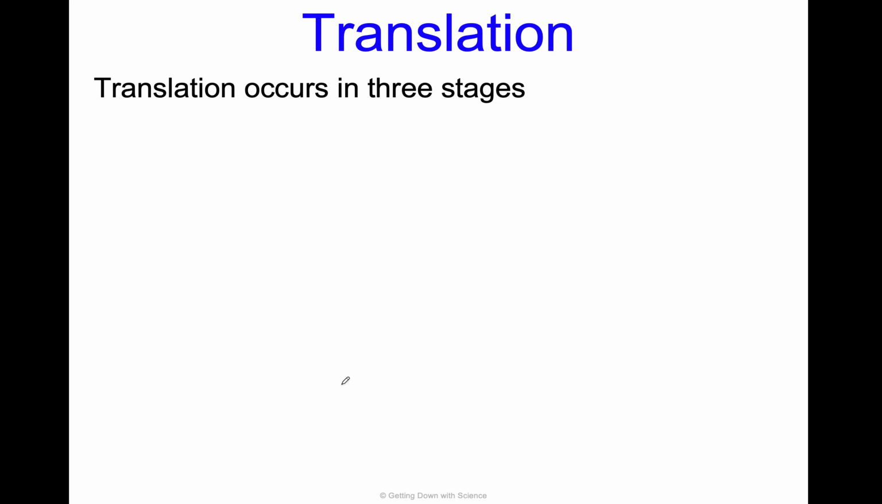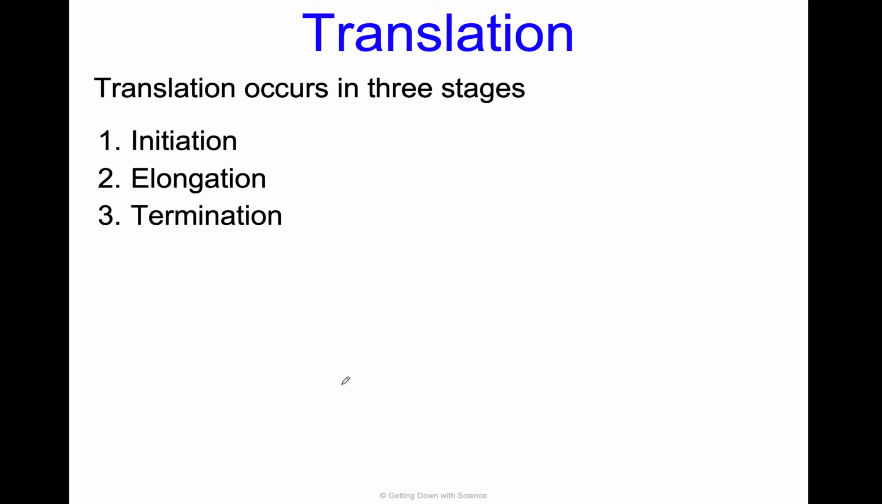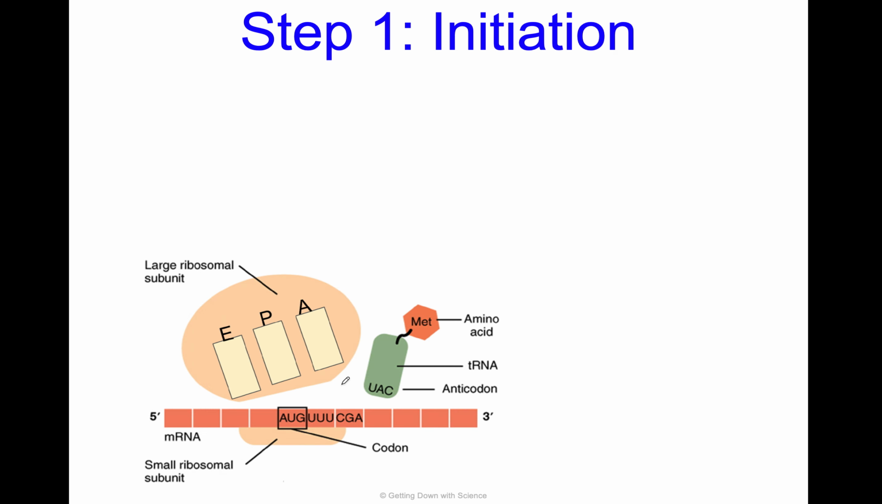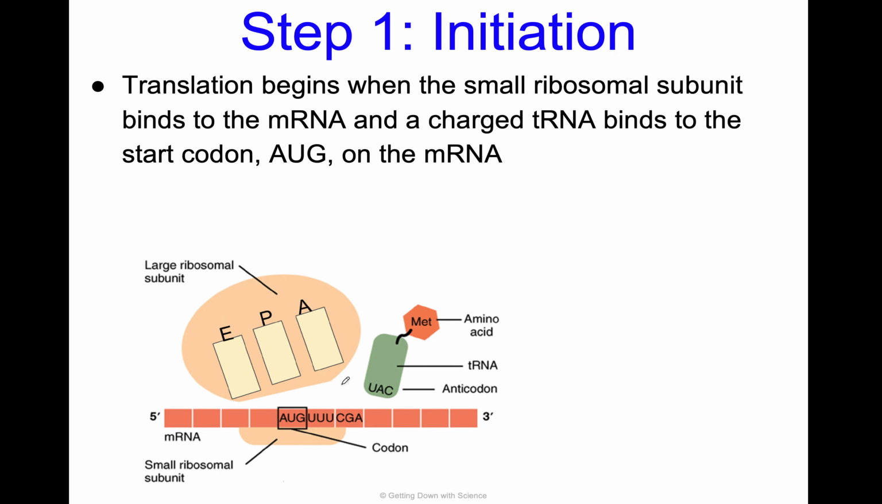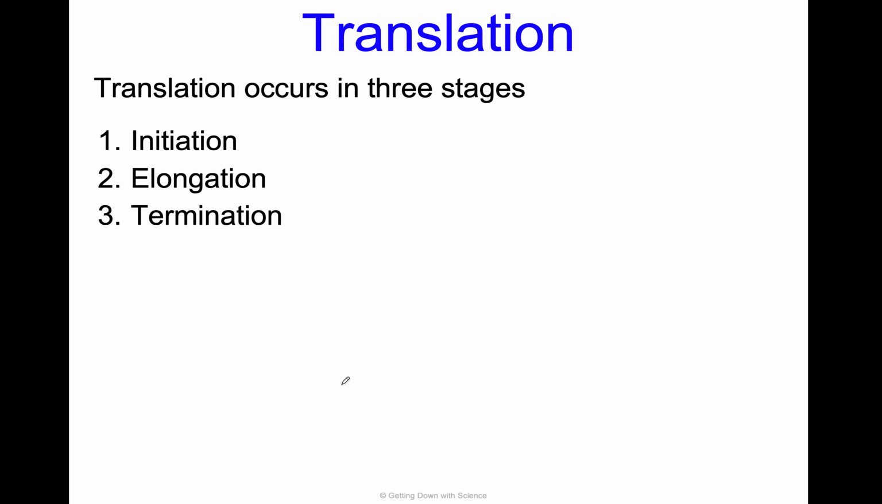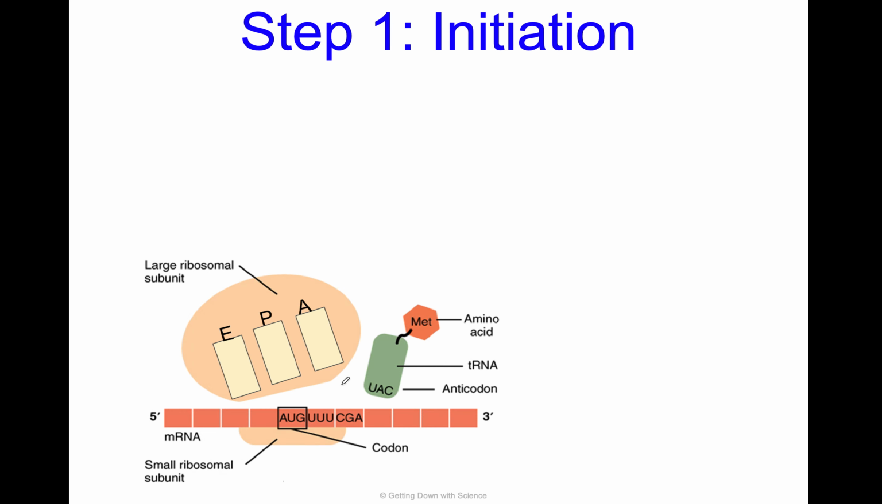It occurs in 3 stages. They may sound familiar. They're the same names that we use for transcription. They are initiation, elongation, and termination. So how does initiation start? I'm sorry, go back here if you need to take notes. Initiation, elongation, termination. All right, step by step.